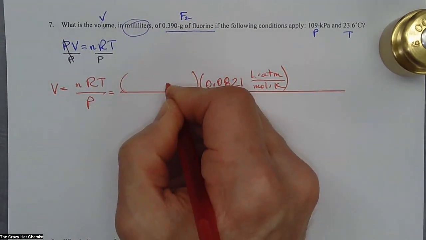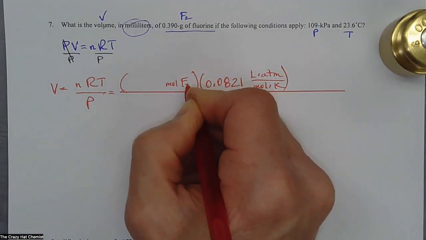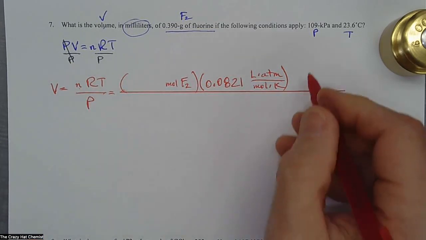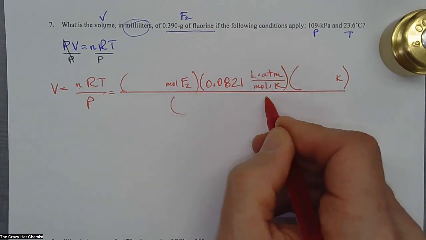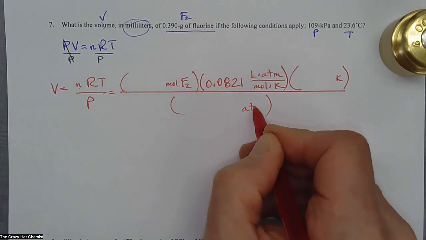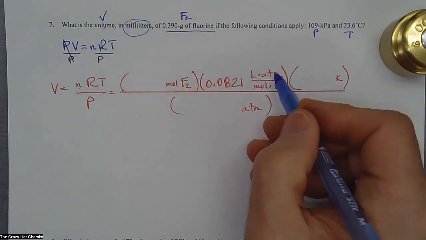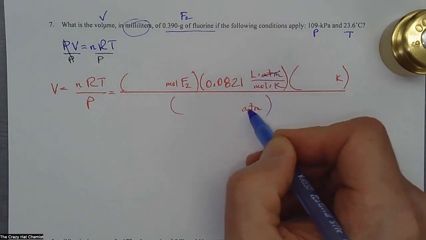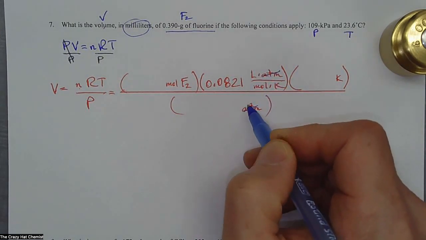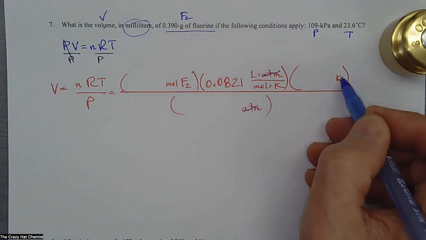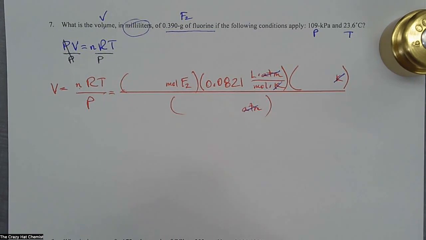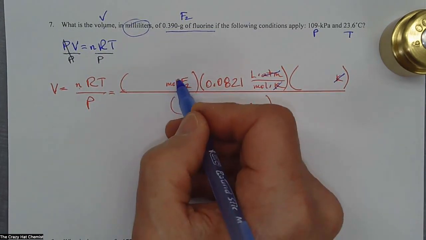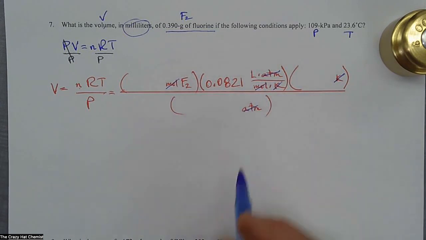Okay. So this needs to be moles of fluorine, because that's n. This needs to be temperature in Kelvin, and this needs to be pressure in atmospheres. So the gas constant atmospheres tells me that my pressure needs to be in atmospheres. The Kelvin tells me that the temperature, as in all gas problems, needs to be in Kelvin. And the moles, the amount of gas, needs to be canceled out. And I'm going to be solving for liters.